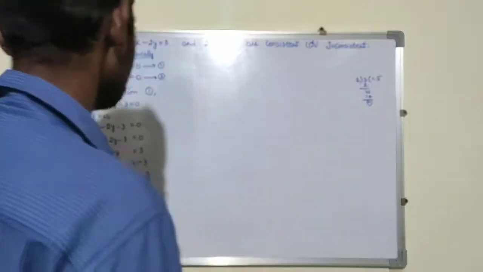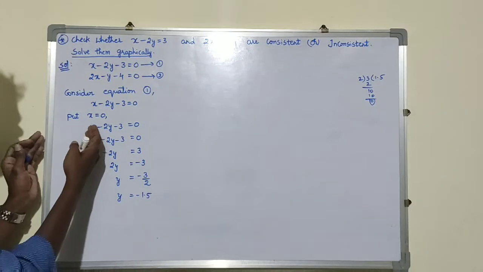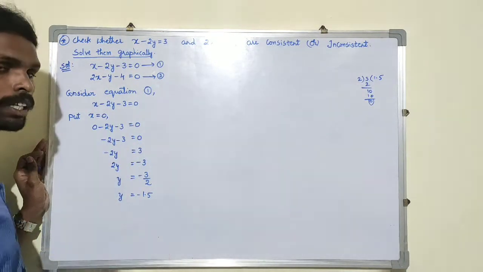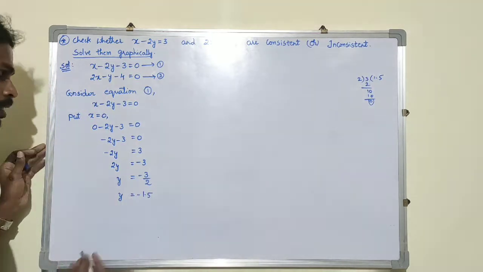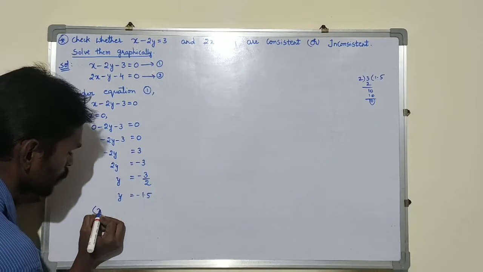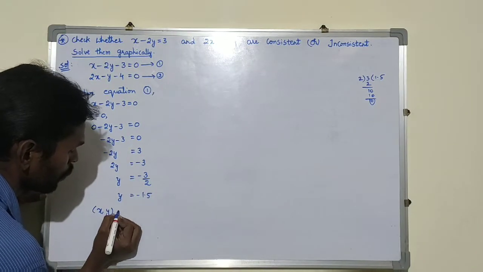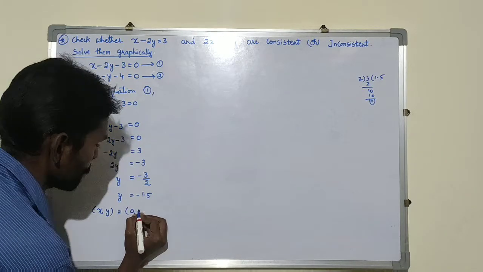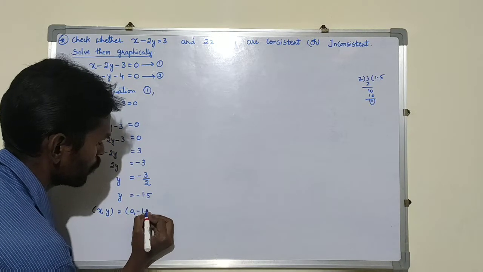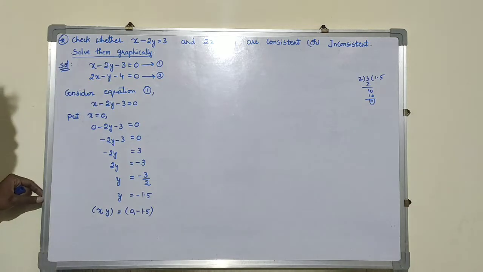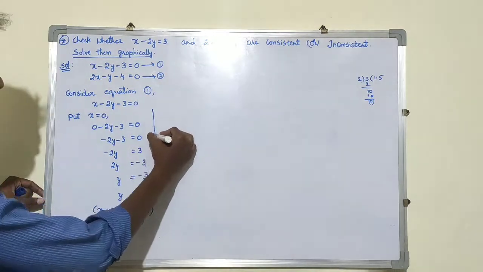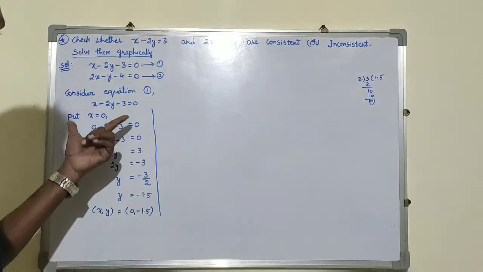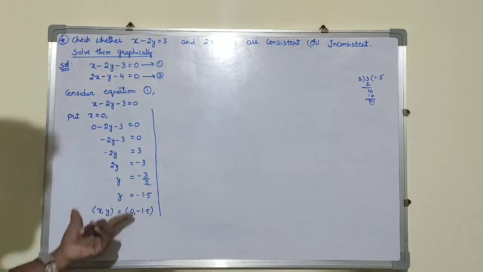Now coming, so here for x equal to 0, I got y equal to minus 1.5. Take it in the form of a point, x comma y equal to 0 comma minus 1.5. So I am drawing a vertical bar here. Now I am considering the same equation.